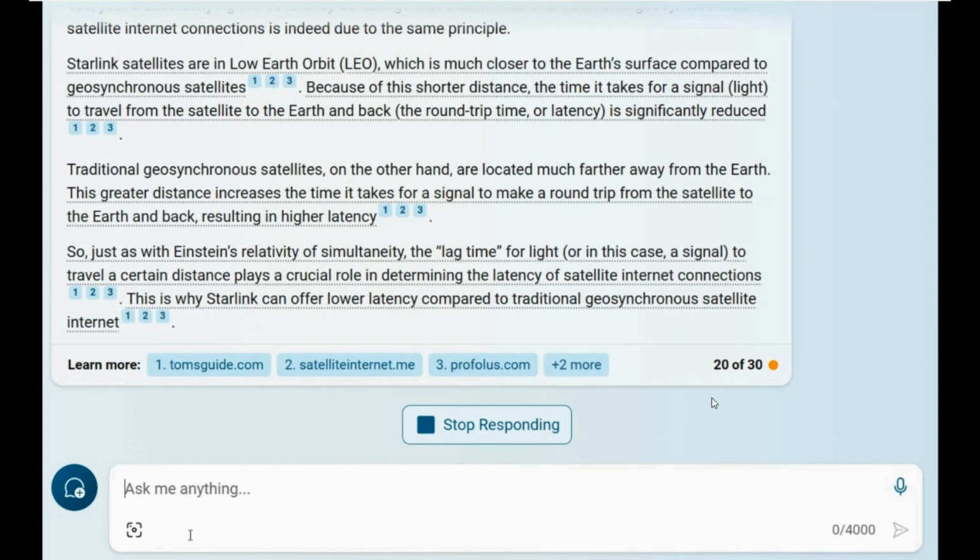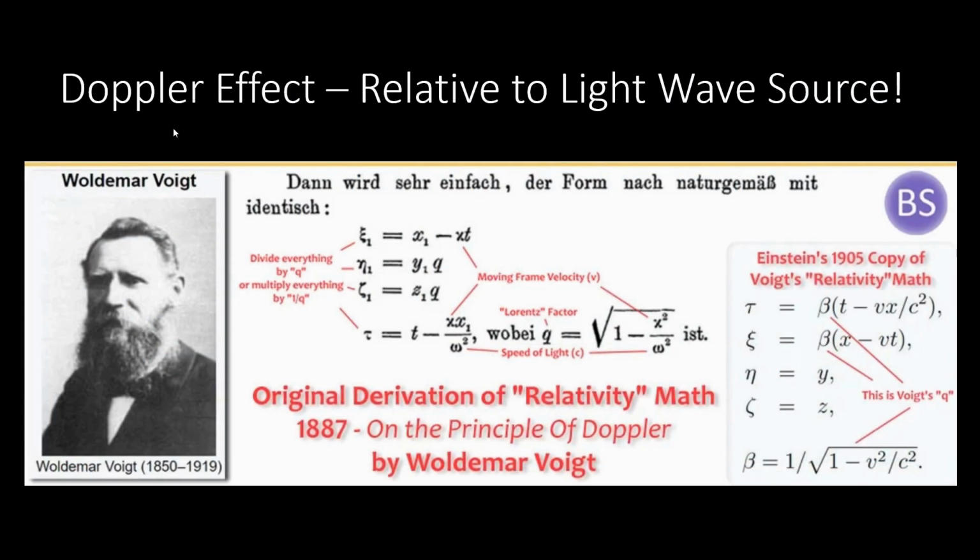So that took 20 prompts to figure out the internal inconsistency of Einstein's clock sync math. But we also learned what Einstein's relative simultaneity is really all about. And in part 2 of this video, we will go further into this idea of the Doppler effect. Einstein reused this math that was derived 18 years earlier by Voldemar Voigt. This will give us a better understanding of what Einstein's time dilation really means.